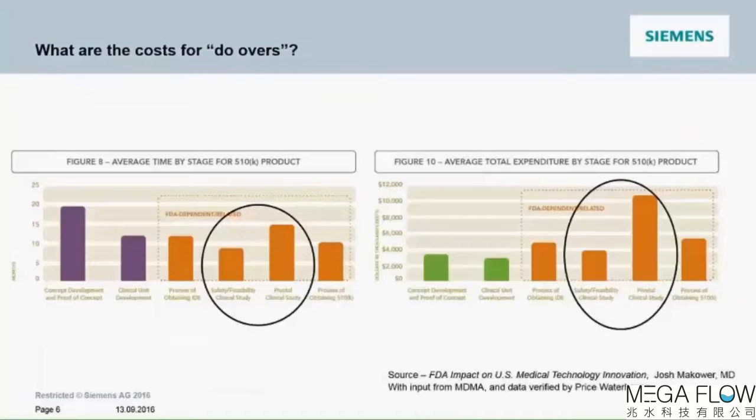So, and we know that the costs for late discovered problems such as adverse events and recalls are very, very expensive. And there's a report here from Josh Makauer that cites some average expenses for safety and feasibility clinical studies and full-on clinical studies, and you can see it's anywhere from 10 to 15 months of time for these studies on average, and anywhere from $4 to $10 million to actually execute those studies in the field.